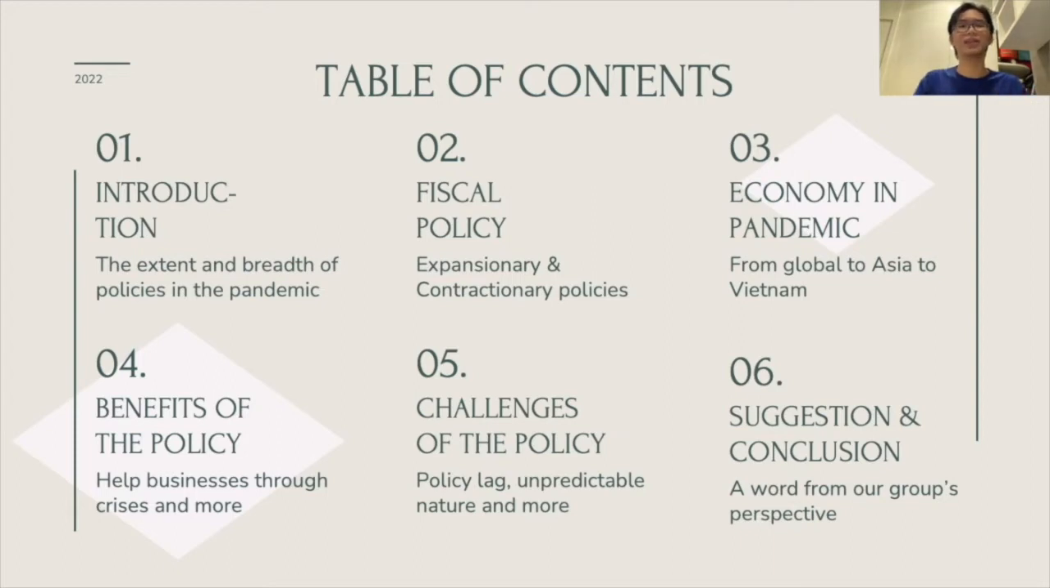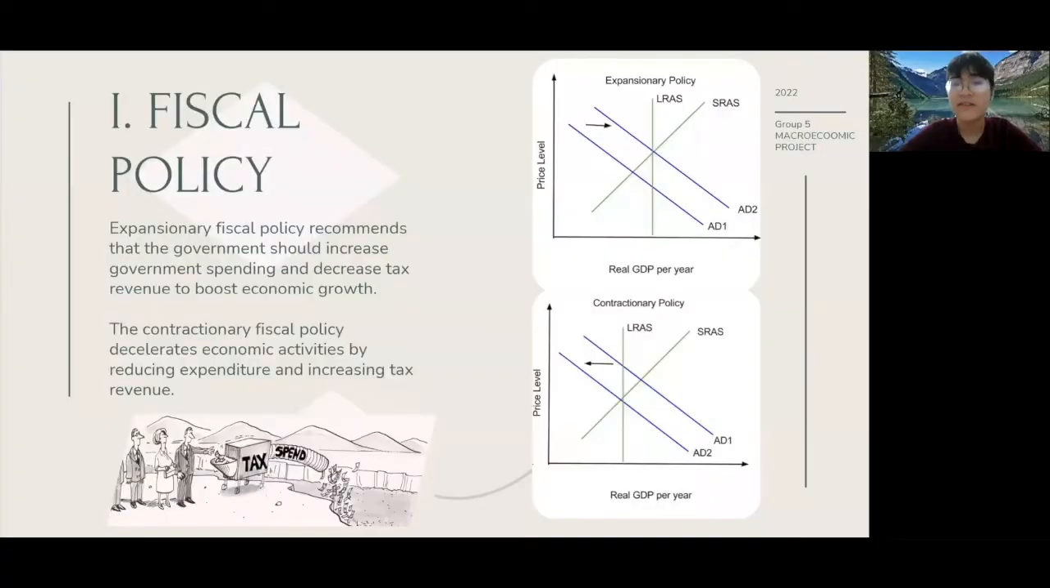To begin, this is the theoretical view of fiscal policy presented by Minhu. Thanks for his introduction. Now I'm going to talk about the theoretical field of fiscal policy in general. Fiscal policy is the act of the government adjusting its spending and revenue to influence economic conditions. There are two main types of fiscal policy: expansionary fiscal policy, which is the one we're going to discuss, and contractionary fiscal policy. In the above graph, the expansionary fiscal policy recommends the government should increase government spending and decrease tax revenue to boost economic growth.